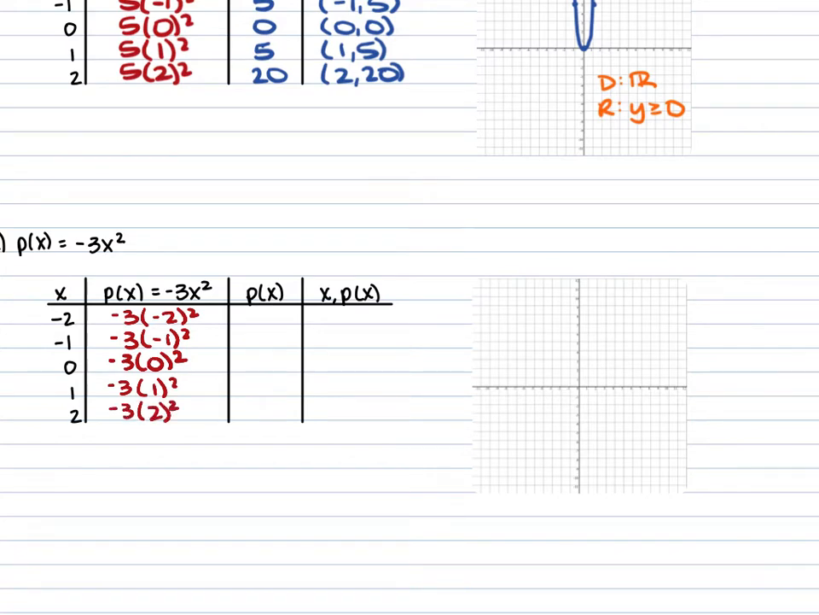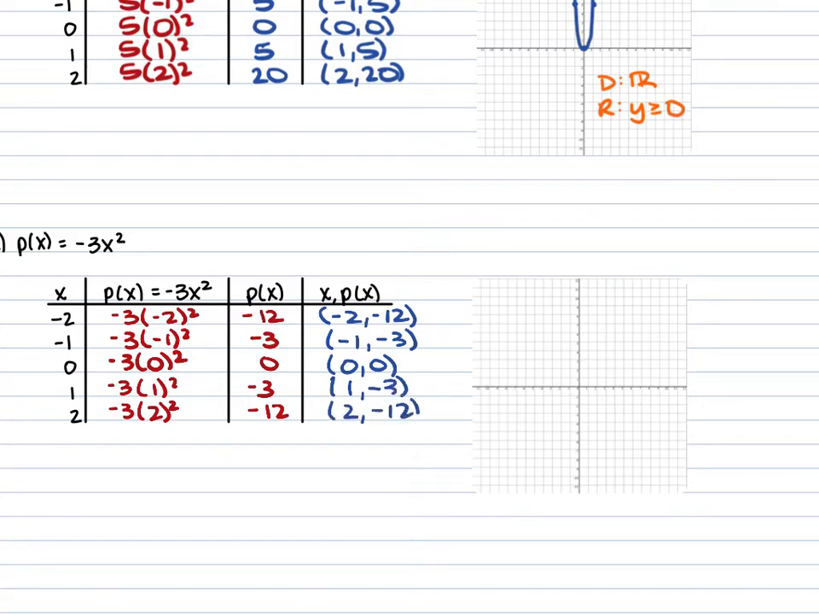The -2 squared is 4 times -3 is -12. -1 squared is 1 times -3 is -3. 0 squared is 0 times -3 is 0. The 1 squared is 1 times -3 is -3. And we get -12 for the bottom as well. So these are giving us ordered pairs of -2, -12, -1, -3, 0, 0, 1, -3, and 2, -12.